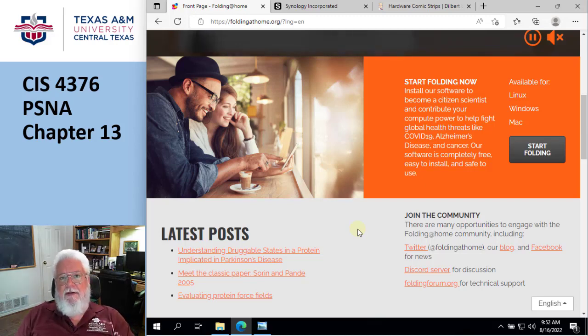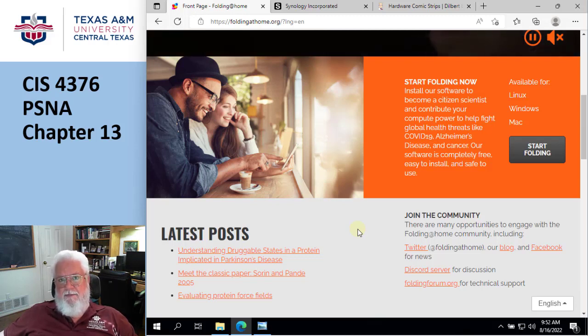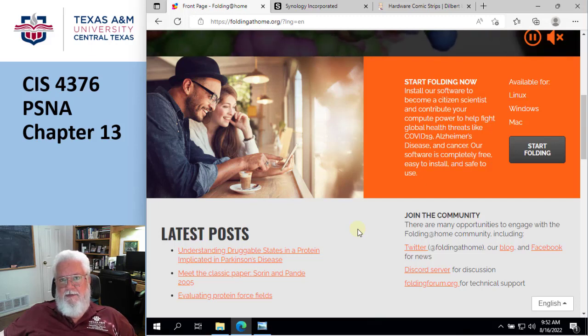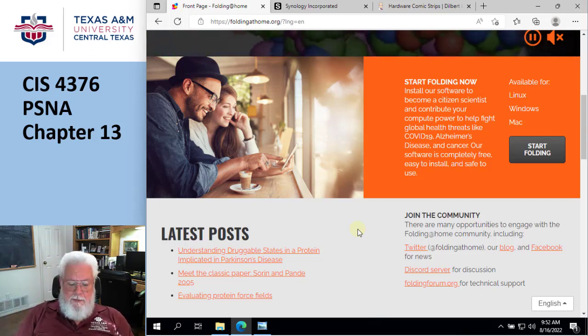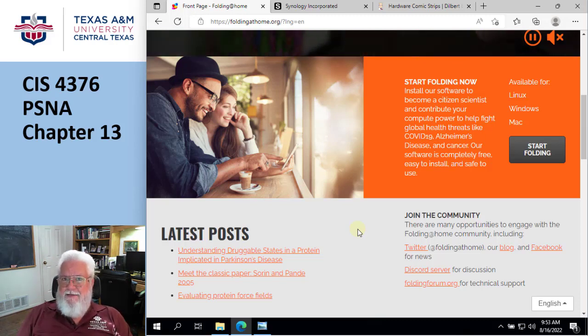There used to be one called SETI@home, the Search for Extraterrestrial Life, where they were receiving signals, but they didn't have enough processing power to process them all. So in the middle of the night, your machine would download a chunk of signal, and you would run signal processing on your machine and then send it back up. Kind of cool. Okay.